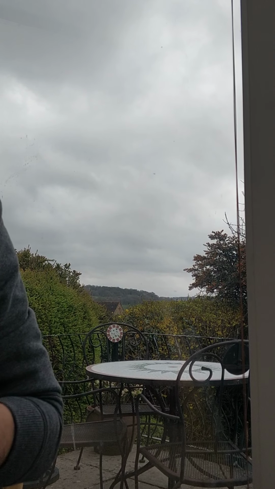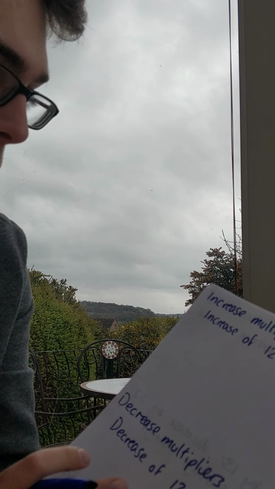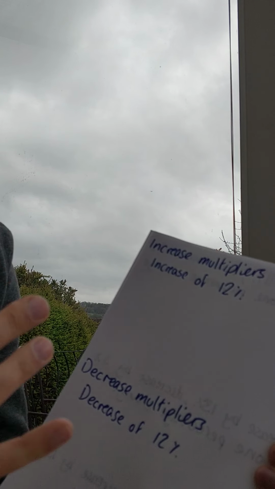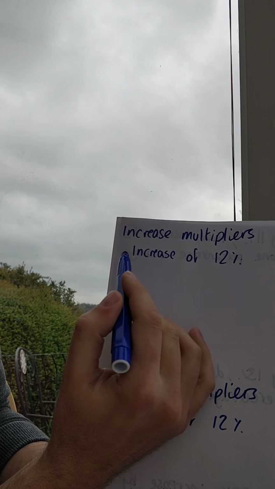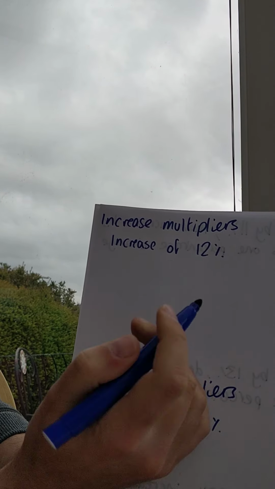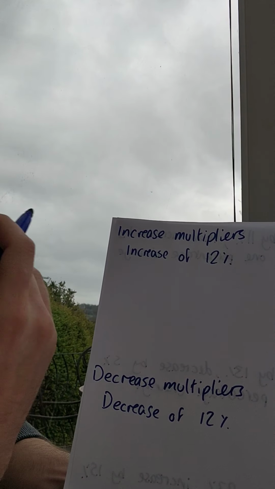So what I'm going to do now is go through multipliers, basically decimals, in terms of increases and decreases with decimal multipliers. First, I'm going to briefly explain what increase multipliers are. So let's say we've got to do an increase of 12%. Okay, so an increase of 12%.